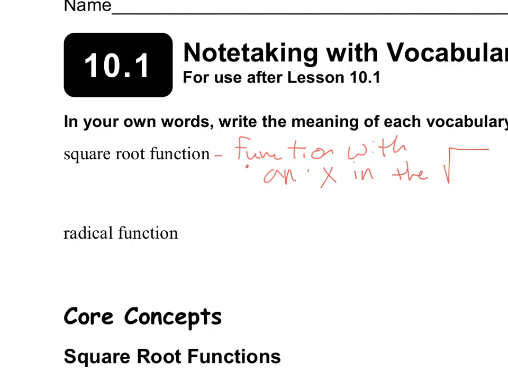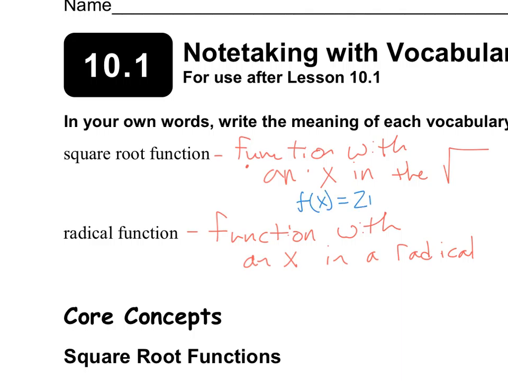If we have a radical function, it could be something that's not a square root, but a cube root. Same idea: a function with an x, or the independent variable, in any kind of radical. So this could be like f of x equals 2 square root of x plus 3 minus 5. The x is in the square root. Here it could be f of x equals 2 times the cube root of x minus 5 plus 7, whatever. We've got the x inside the radical here, but it's a cube root.